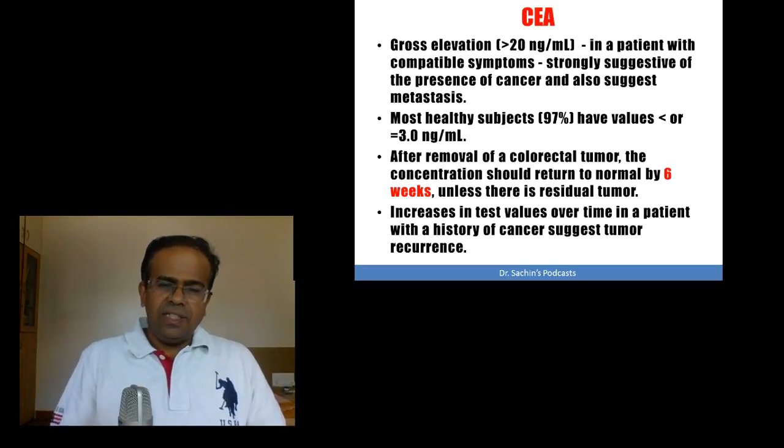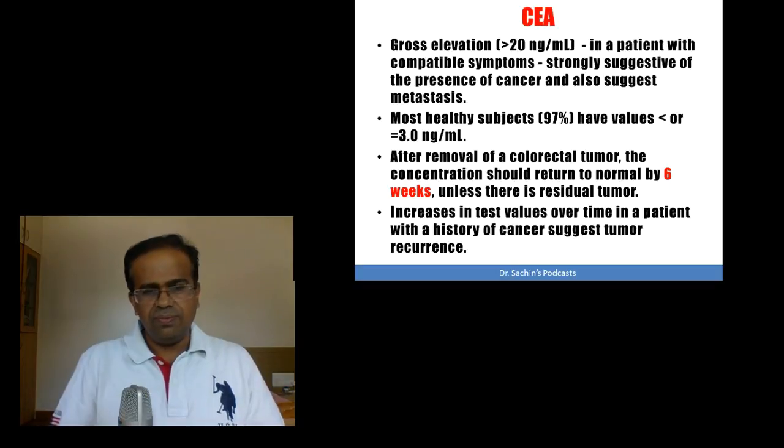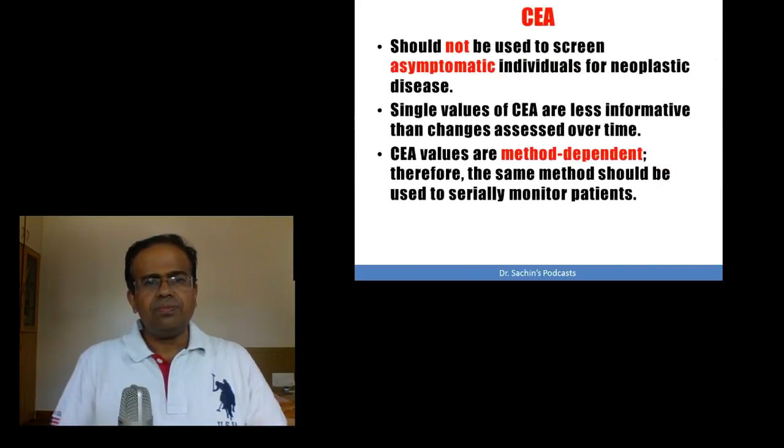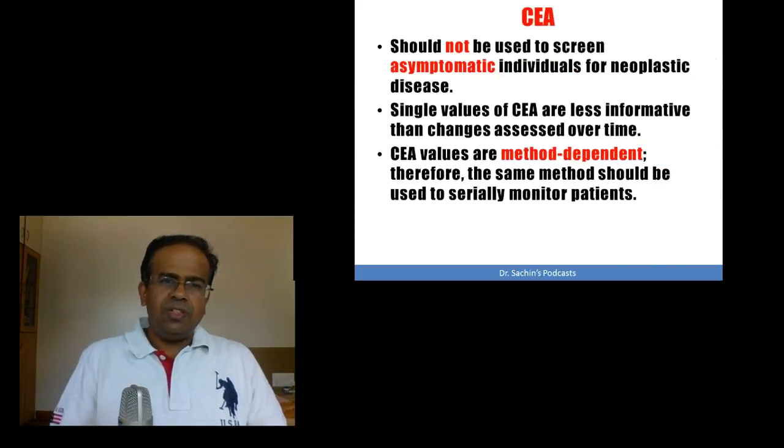Then increase in test values over time in a patient who is already diagnosed with a history of cancer suggests tumor recurrence. So increase in values suggests tumor recurrence. We have to be cautious that CEA should not be used to screen asymptomatic individuals for neoplastic disease. It should be done only in symptomatic individuals in the right clinical setting. Single values of this CEA are less informative than changes assessed over time.